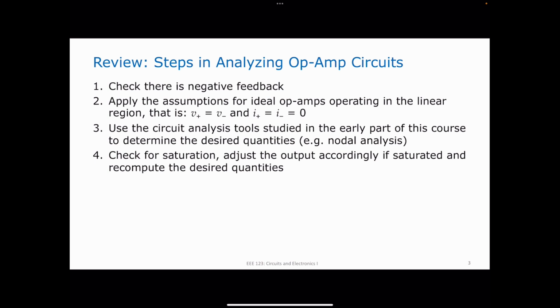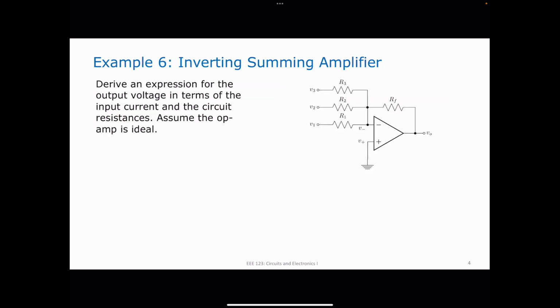Finally, we check for saturation. How do we check for saturation? Your output voltage should not be greater than Vmax and should not be smaller than Vmin. If you find that your output voltage is not within the allowable range, then you have to limit it to the allowable range. So we adjust the output accordingly, and after adjusting the output, recompute for whatever the desired quantities are. So these are the steps in analyzing op-amp circuits. Let's apply this to some new standard circuits.